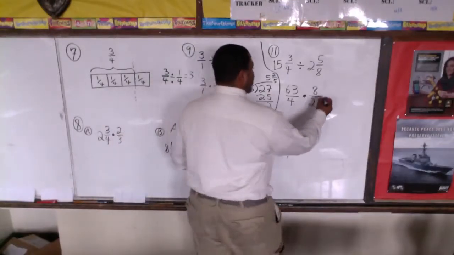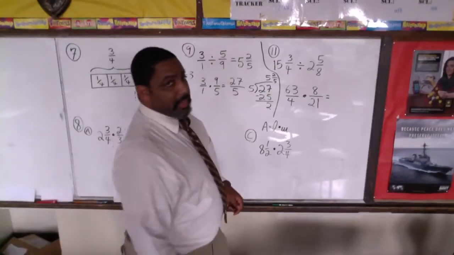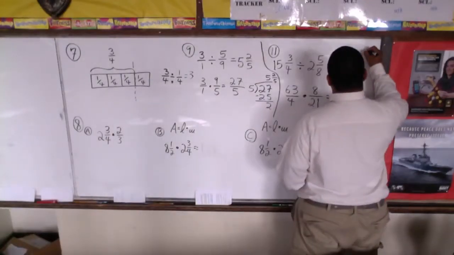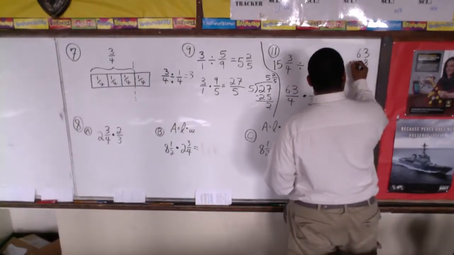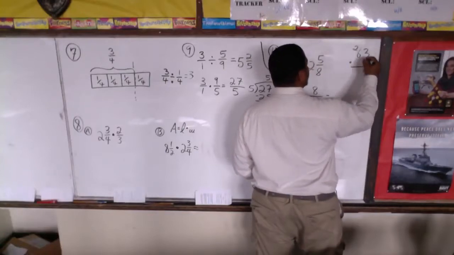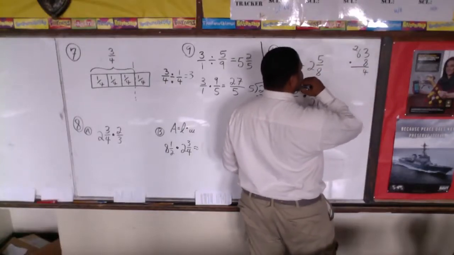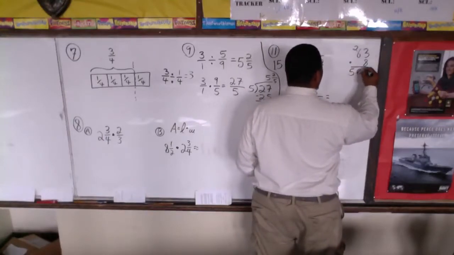Now we need to multiply straight across. 63 times 8. Oh boy, that's a complicated one. Definitely not going to do that in my head. So I'm going to have to go ahead and multiply that out. 63 times 8. 8 times 3 gives me 24. Carry my 2. 8 times 6 is 48. Plus 2 gives me 50. So 504.